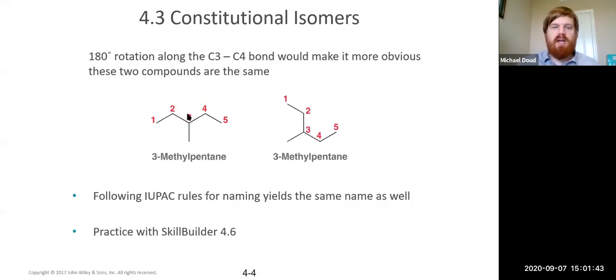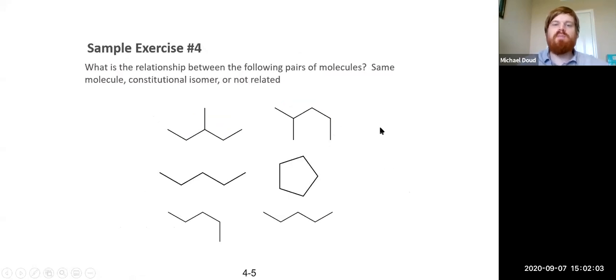So this is exactly what I did here, right? So 1, 2, 3, 4, 5, 3-methylpentane. And then here, you might think, oh, 2-ethylbutane, but that's not the longest chain. 1, 2, 3, 4, 5, that's a pentane. It's got a methyl group on the 3rd carbon, 3-methylpentane. So just follow the IUPAC rules and you can figure that out as well. Okay, so let's go ahead and try to figure out what is the relationship between the two molecules that we have here.